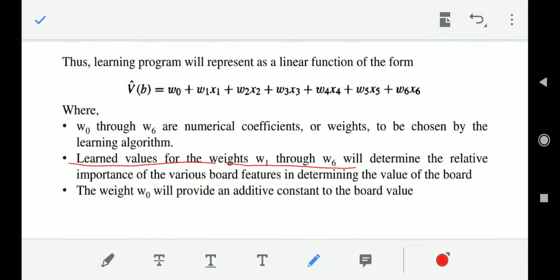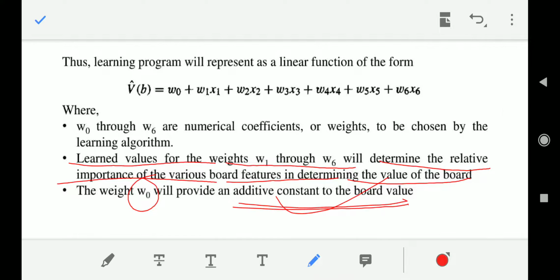W1 through W6, what will be the value of W1 to W6, will determine the relative importance of various board features in determining the value of the board. Each of these weight values will determine the board state, at what board state you are in now. W0 will provide just a constant to the board value.